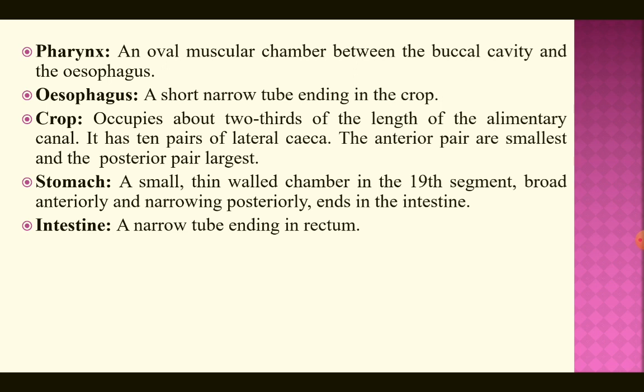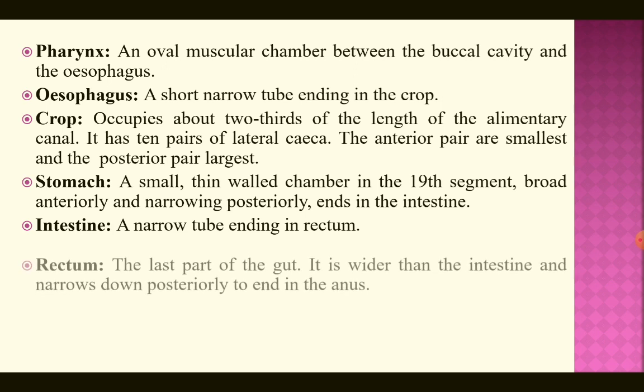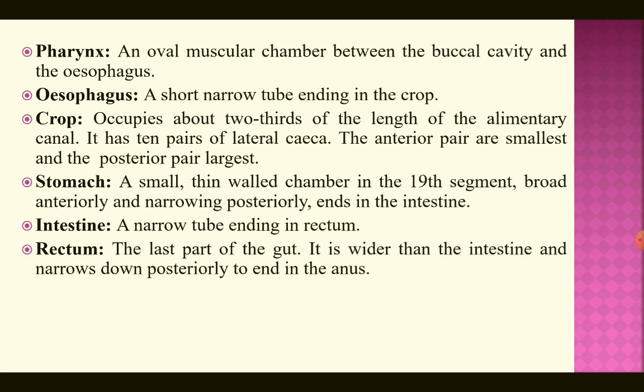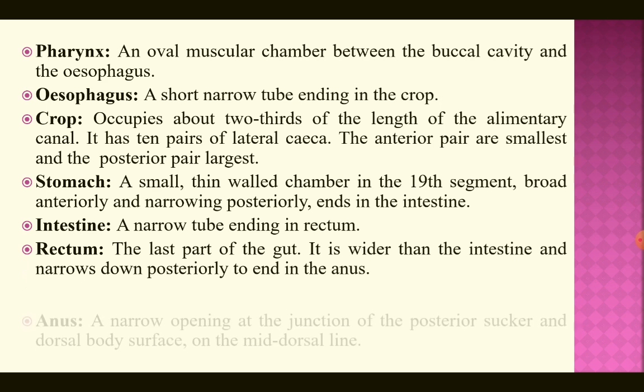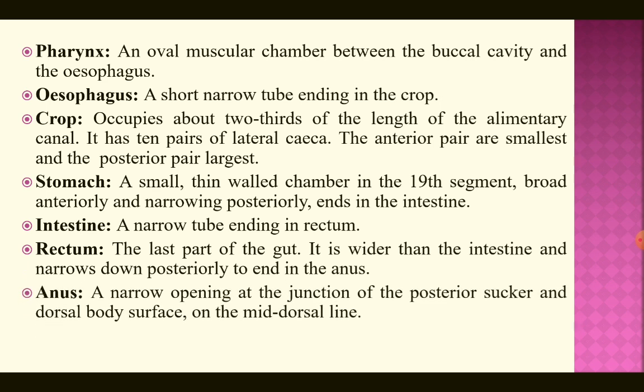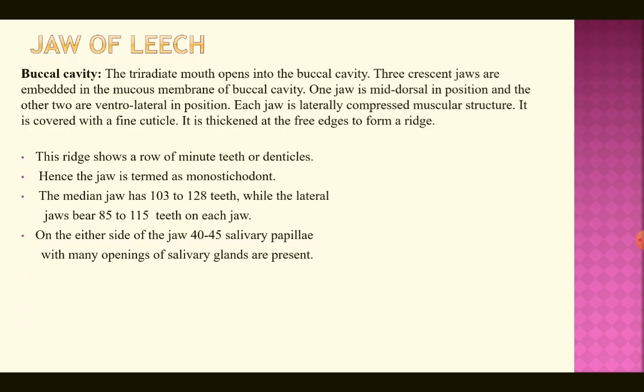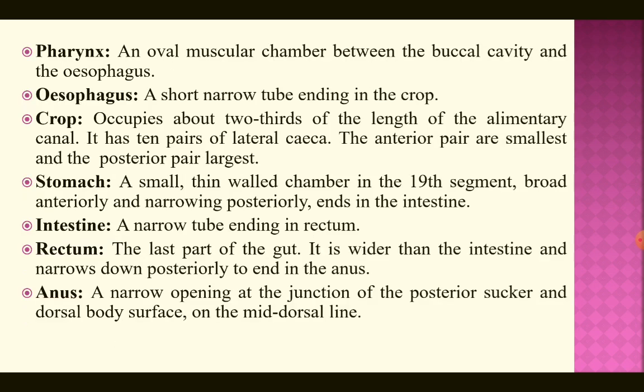The intestine is a narrow tube ending in the rectum, and the rectum is the last part of the gut. It is wider than the intestine and narrows down posteriorly to end in the anus. And the anus is a narrow opening at the junction of the posterior sucker and the dorsal body surface on the mid-dorsal line. So this explains the alimentary canal in case of leech.